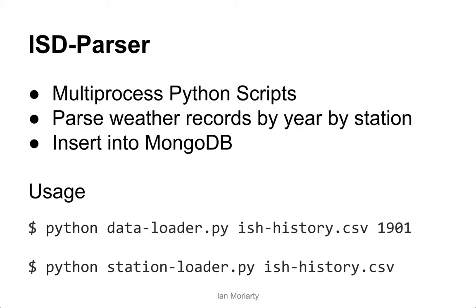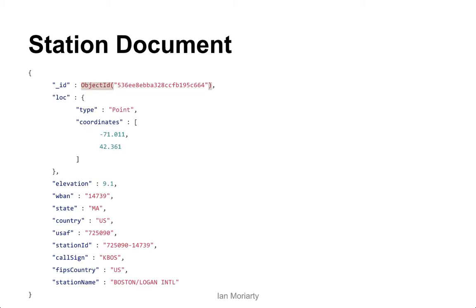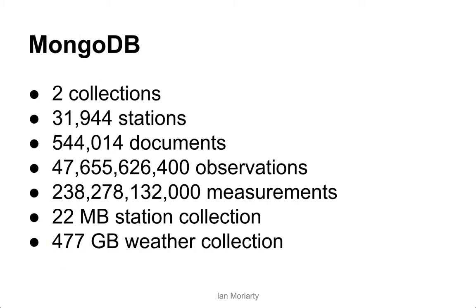This is a separate collection. So this is actually what a station document looks like. We can see the ID is something that Mongo puts on it. Location is a standard called GeoJSON, where we set it as a point, and the coordinates we give it are longitude, latitude, elevation, those are meters above sea level, what state it's located in, if it has a state, what country, and then this is actually the entry for Logan International Airport.